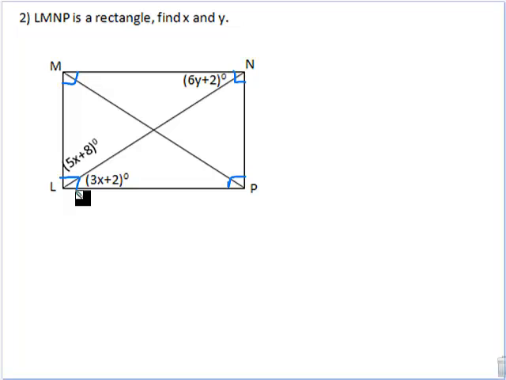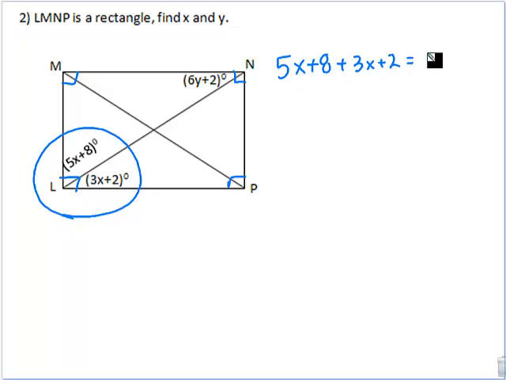Right now, we know that this is 90. So let's just solve for x. Okay? So 5x plus 8 plus 3x plus 2 is equal to 90. So get your x's together. What do we have? 8x plus 10 is equal to 90, minus 10. So 8x is 80, so x is 10.